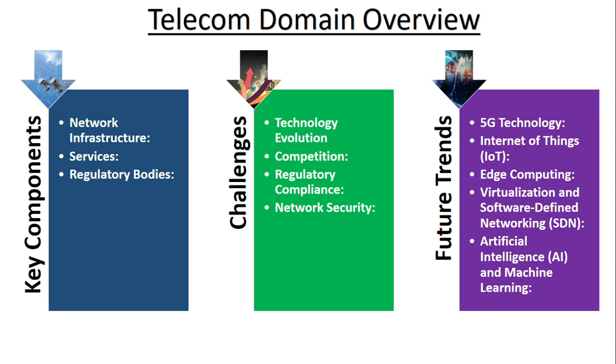high bandwidth. Then the switches and the routers which direct and manage the data traffic within a network. Then satellites, which provide a facility for communicating over long distances and in remote areas. So these are the points which come under the network infrastructure.